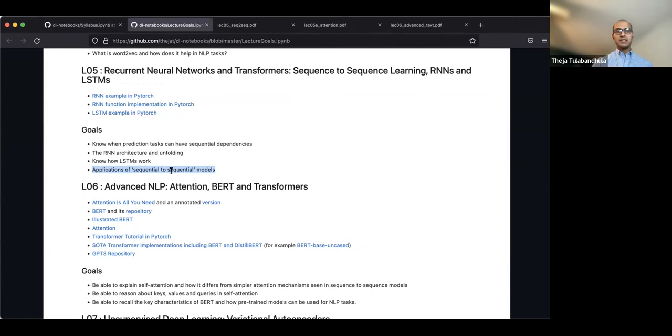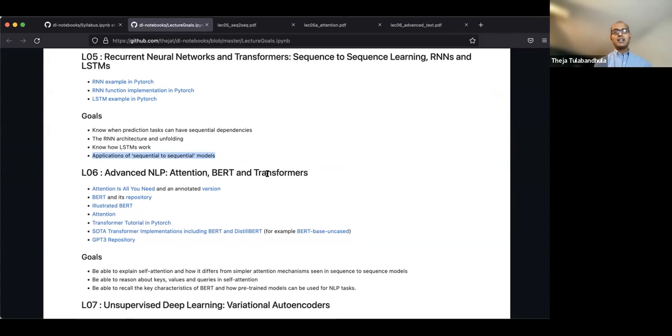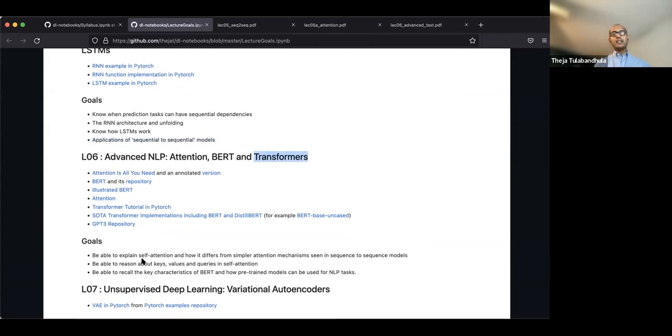Okay, so where, for example, things like RNN and LSTMs can be used, in fact, those same applications are applicable for the models that we're going to discuss today as well, which are transformer-based models. The goals for today are three. First is to understand what is called self-attention. It's a core component of the transformer model.